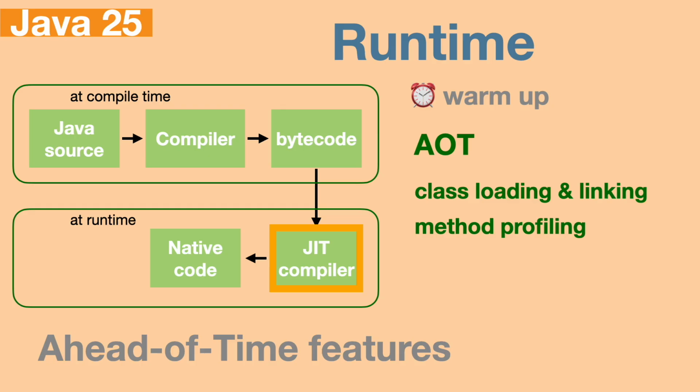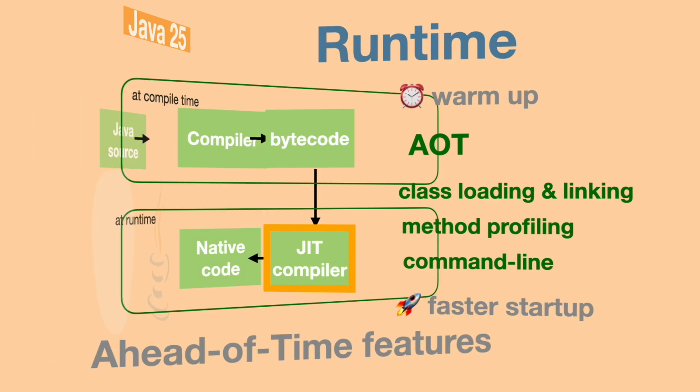And the last is ahead-of-time command line ergonomics. It simplifies the use of ahead-of-time features by making them easier to enable and automatically tuned. So developers no longer need complex flags; the JVM handles most of the setup. Together, these improvements make Java applications start faster, reach peak performance sooner, and behave more consistently across runs, especially useful for microservices, short-lived workloads, and cloud environments where startup really matters.